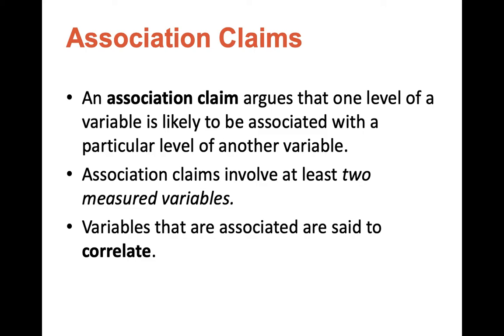Some examples of association claims would be people with higher income spend less time socializing. Income is one variable, socialization is the other. Here's another one: romantic partners who express gratitude are 3 times more likely to stay together. Expressing gratitude is one variable. Staying together, or relationship longevity, is the other variable. People who multitask are better at it. People who multitask the most, you could say, are the ones that are the best at it. So you'd have how good you are at multitasking, that's one variable, and then the frequency with which you do it, that's another variable.